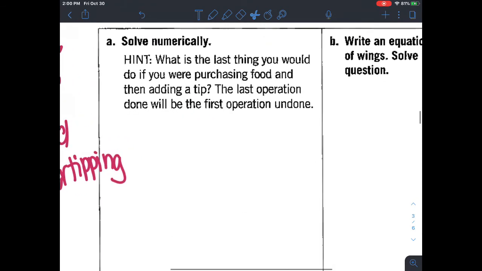Okay, solve numerically. This one is a little bit trickier. So they gave you a hint. What is the last thing you would do if you were purchasing food and then adding a tip? The last operation done will be the first operation undone. So this ties right into the inverse operations when we did that in 210, I think. So we're going to take our purchases.